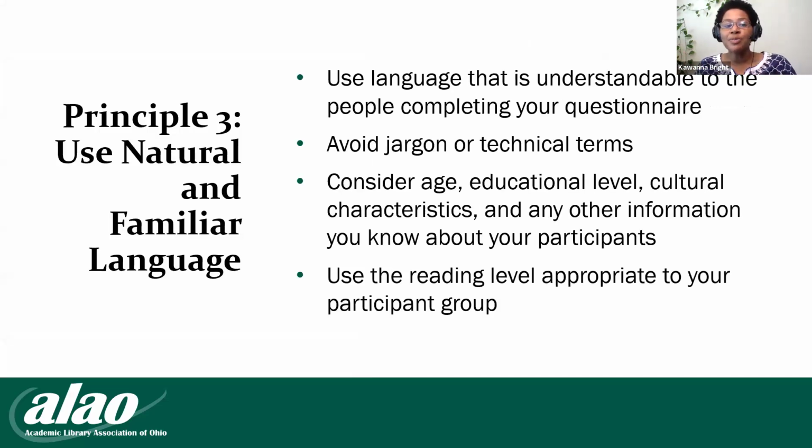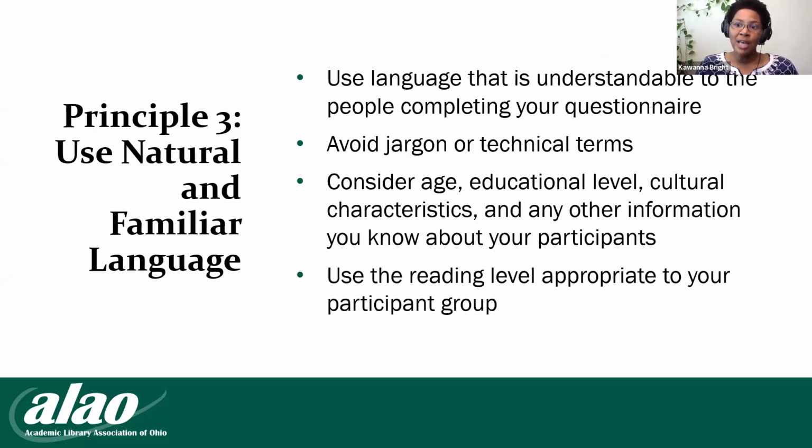And that feeds right into principle three, which is trying our best to use natural and familiar language. So you want to use language that is understandable to the people that you're actually trying to get to do your survey, your questionnaire. This means you may need to try to avoid using jargon or technical terms, especially if it's not something that they commonly use in their own language. You do have to think about the age of your participants. You have to think about their educational level. You want to think about cultural characteristics if you know about them, and anything else that might be useful to help understand who they are and how they might interpret what you're putting in front of them.